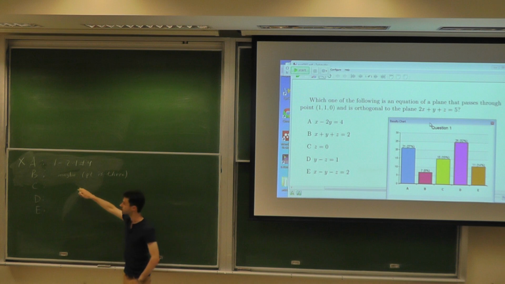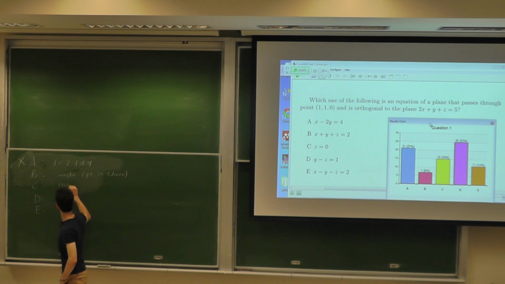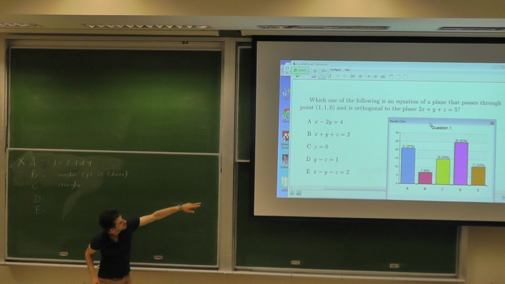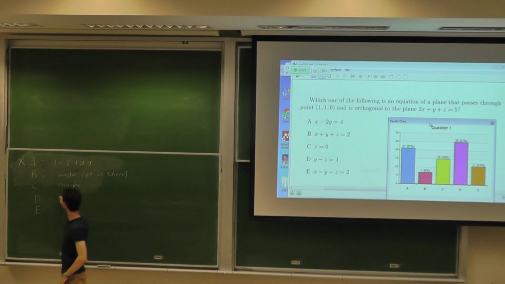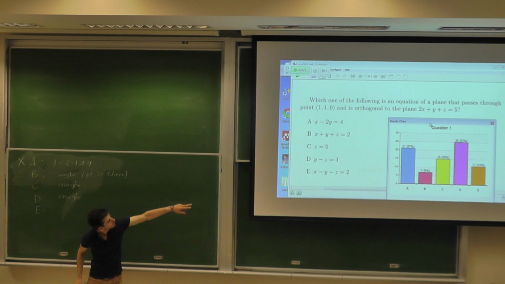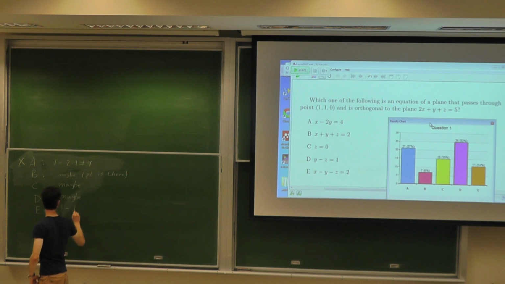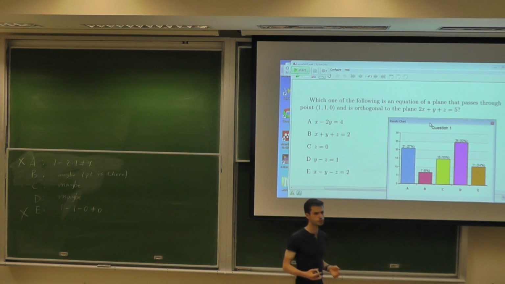Let's check the other ones. C. Well, z is equal to 0. Yes, the point is there. So maybe for now. D. y minus z. So 1 minus 0 is equal to 1. Once again, maybe. And E. 1 minus 1 minus 0 is not equal to 2. So no. So just the point eliminates two options. We are left with three options.